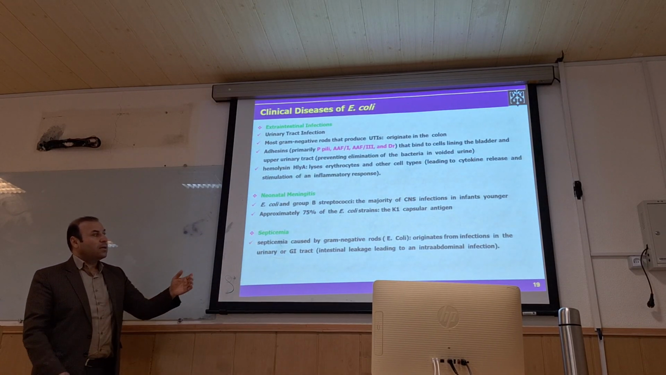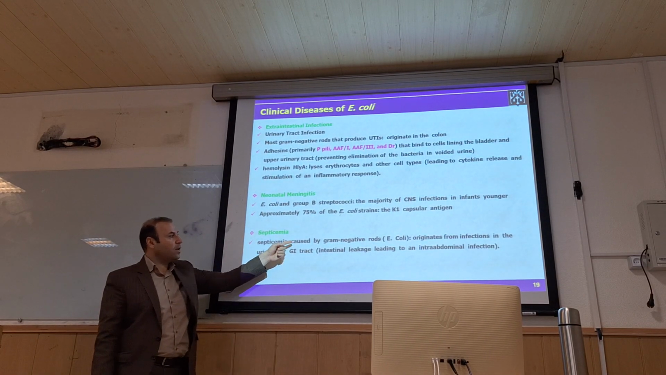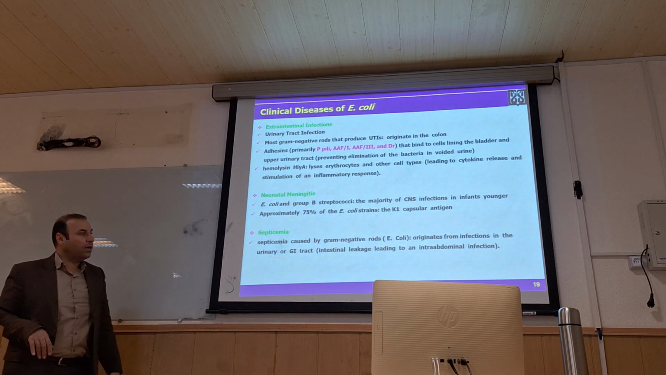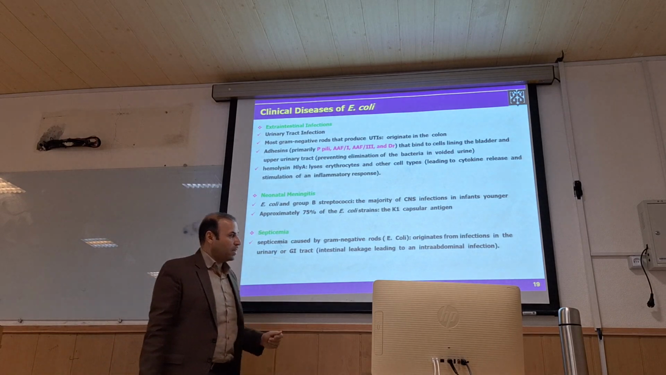Septicemia caused by E. coli originates from infection in the urinary or GI tract.